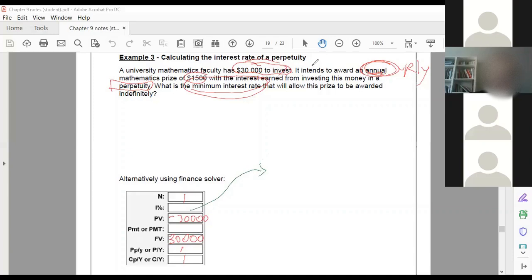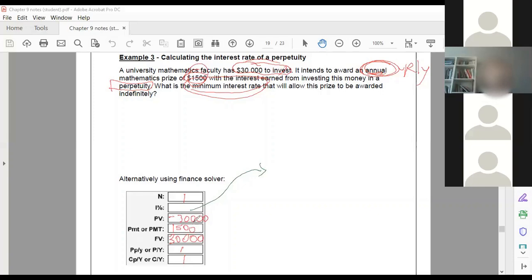PMT, well, for every year we're getting $1,500. This prize is receiving it. Now, that money is coming to us because we're going to give it to someone, right? It's prize money, so that interest comes to us. So it's a positive, it's coming to us. So $1,500. Any questions there?